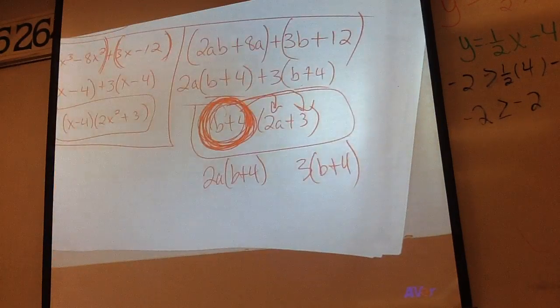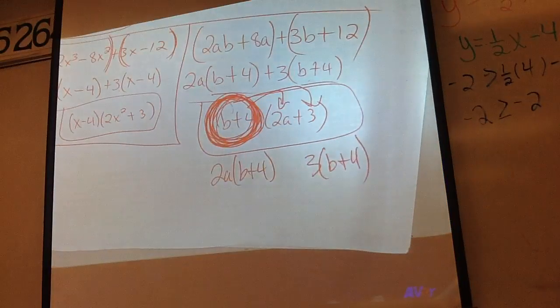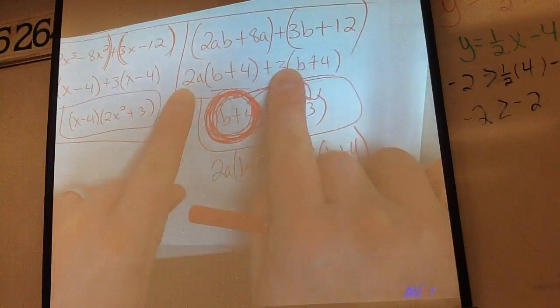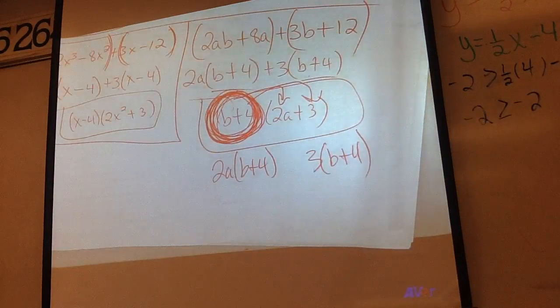It's like the distributive property, except there are 2 things in the parentheses. Long story short, take one of those, put it there, put the stuff in front right there. Done.